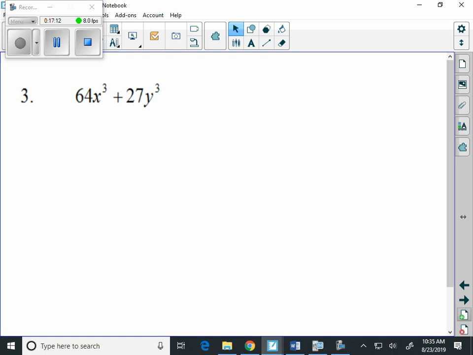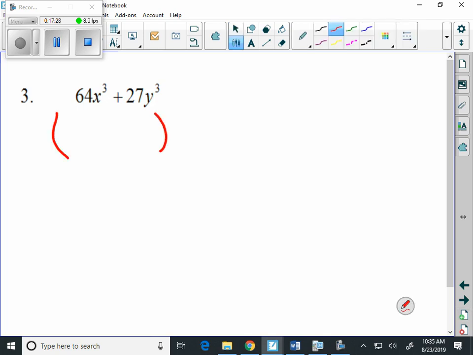Number 3. 64x cubed plus 27y cubed. So now we've got 2 different numbers. But if you look up on your paper, we see 64 up there. And we also see 27 up there. So we can start by making our little parentheses. Again, I'm going to suggest that you write right underneath the problem. And then the big parentheses.